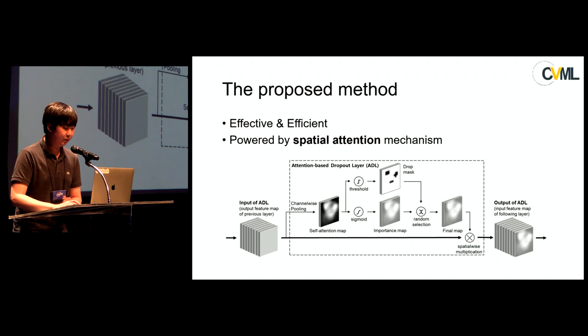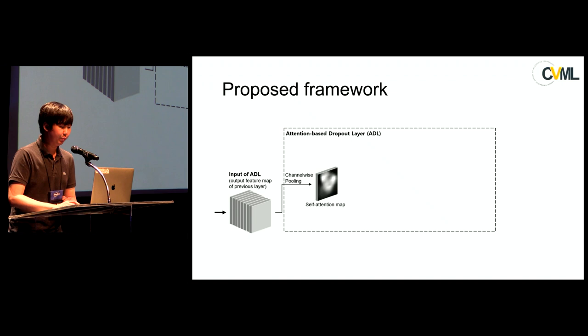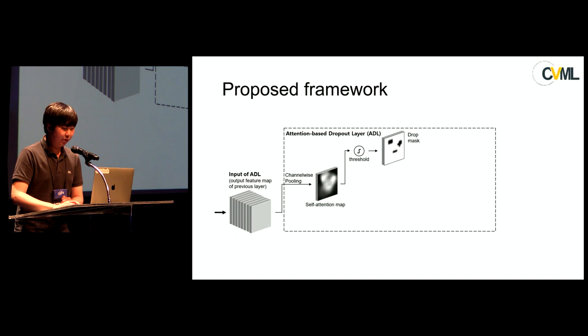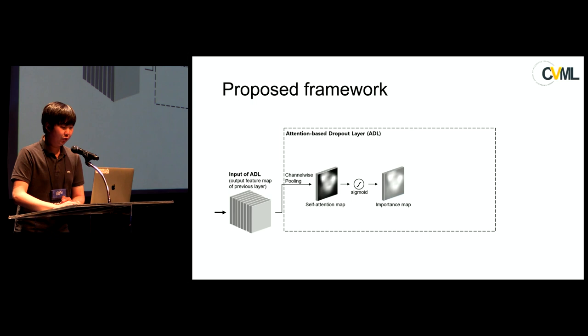We can realize this by utilizing a spatial self-attention mechanism. This is the block diagram of the proposed method. The self-attention map is generated by applying channel-wise average pooling to the input feature map. Based on the self-attention map, we produce a drop mask using thresholding. The drop mask is used for erasing the most discriminative part of the feature map. We also produce an importance map by applying sigmoid activation to the self-attention map.